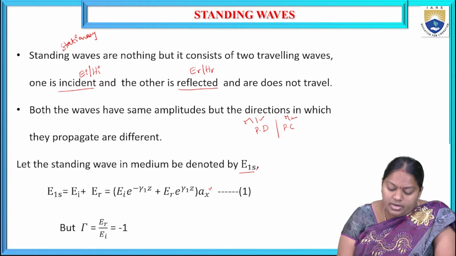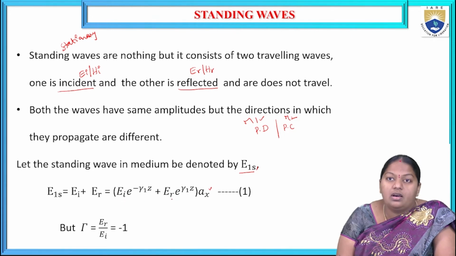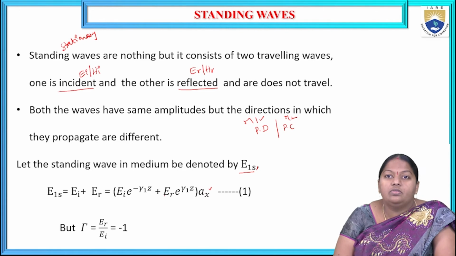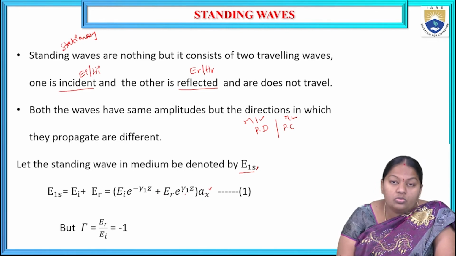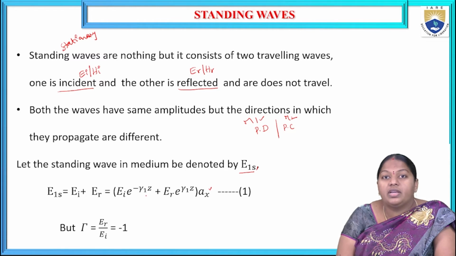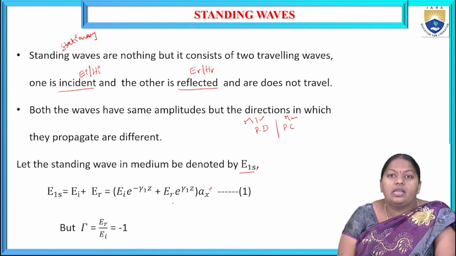That's why the unit direction is considered a_x. For the incident wave, the magnitude is represented as E_I, and for the reflected wave it is E_R. The propagation directions are given by e^(-γ1 z) and e^(γ1 z). The two waves are moving in two opposite directions, no? That's why minus γ1 z and plus γ1 z, right? So, minus γ1 z resembles the forward direction wave and plus γ1 z resembles the backward direction wave.